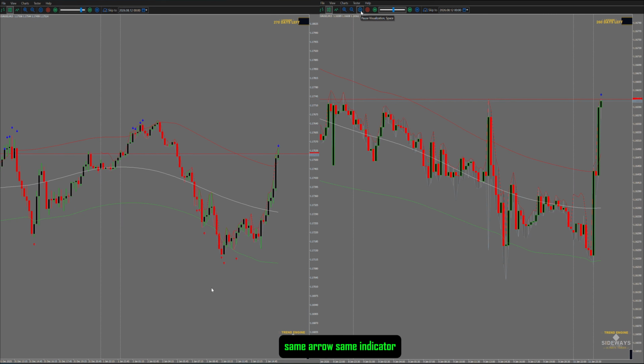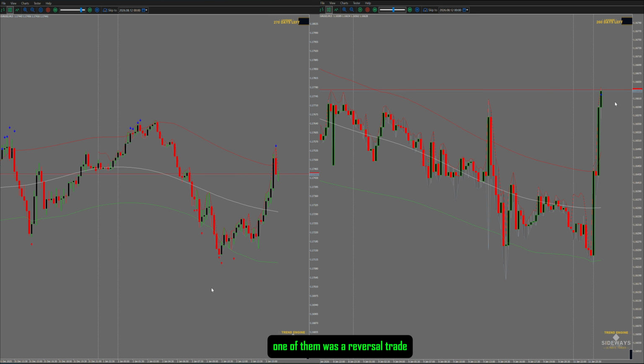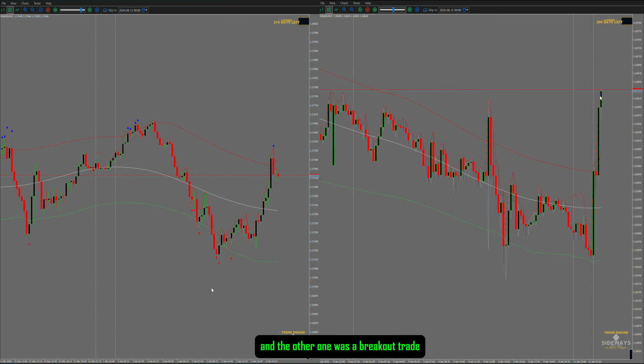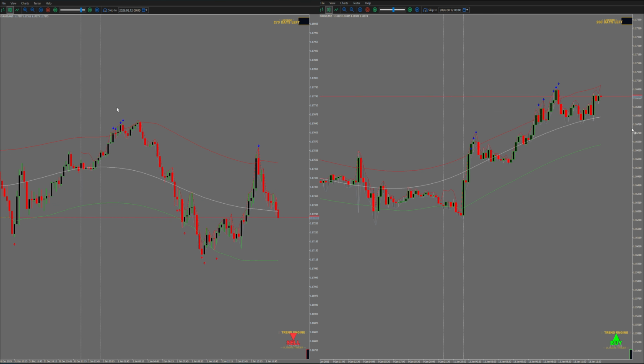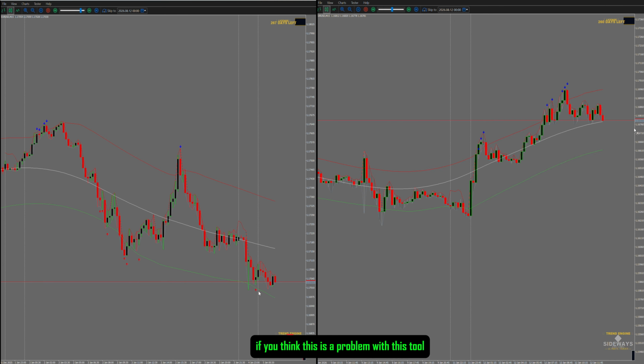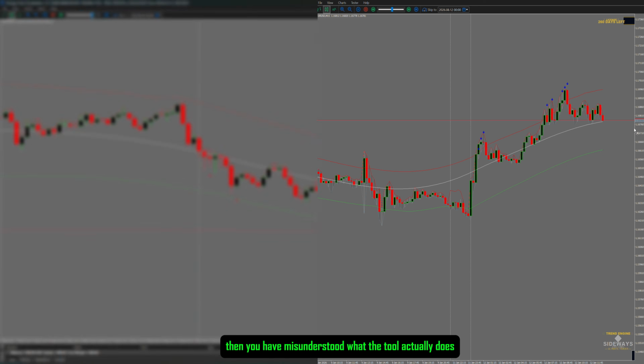Same arrow, same indicator, same settings. One of them was a reversal trade and the other one was a breakout trade. And both of them made over 200 pips. If you think this is a problem with this tool, then you have misunderstood what the tool actually does.